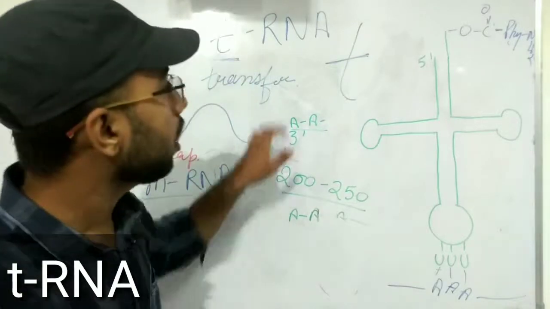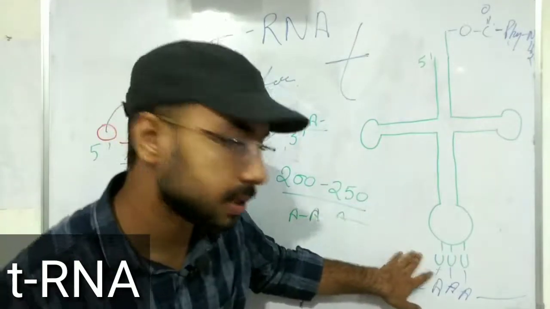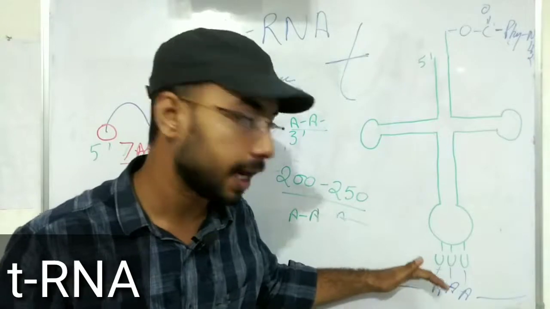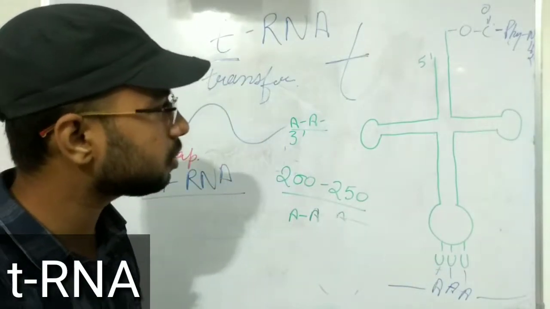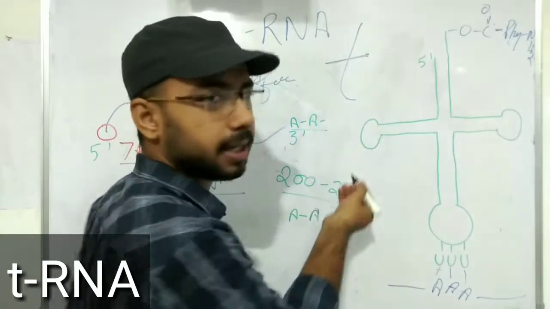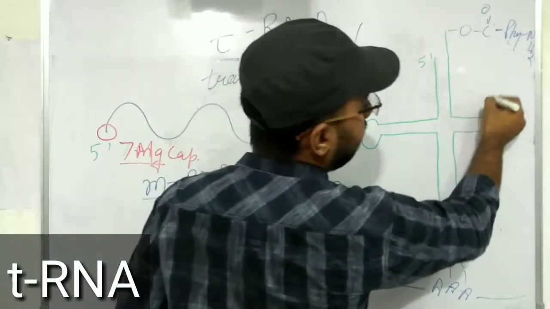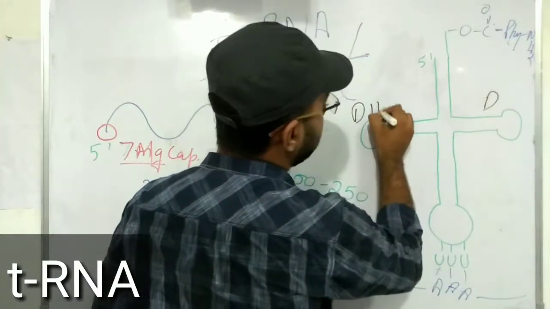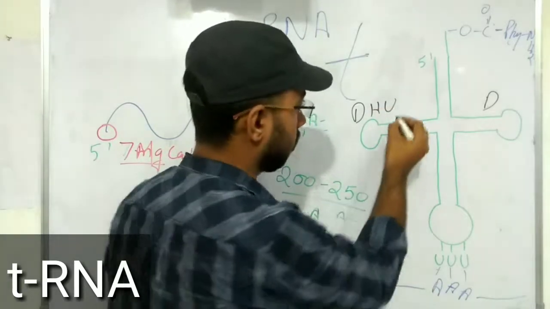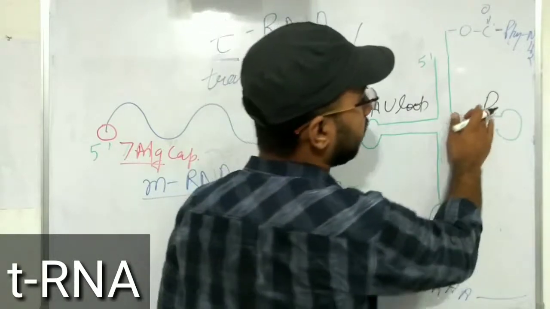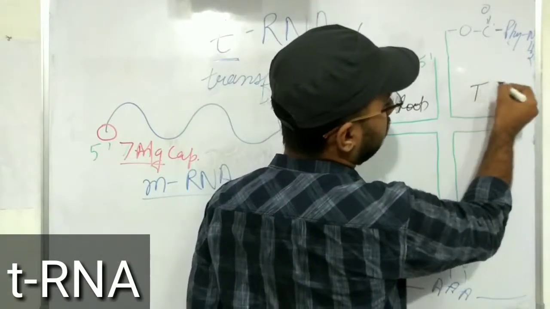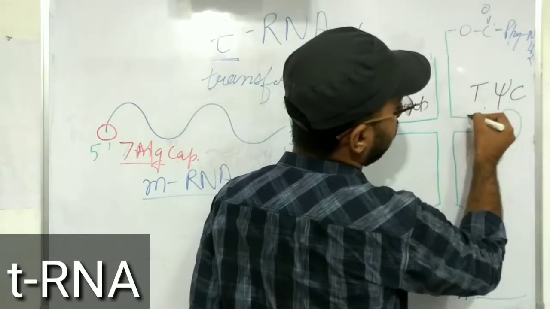Okay, so this is the tRNA. It contains anticodons in the anticodon loop. It contains 4 loops. It is not important here, but I can tell it. That is the DHU loop. Okay, it is the T-Psi-C loop.